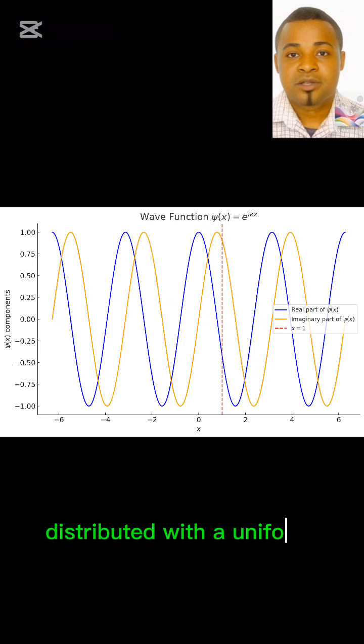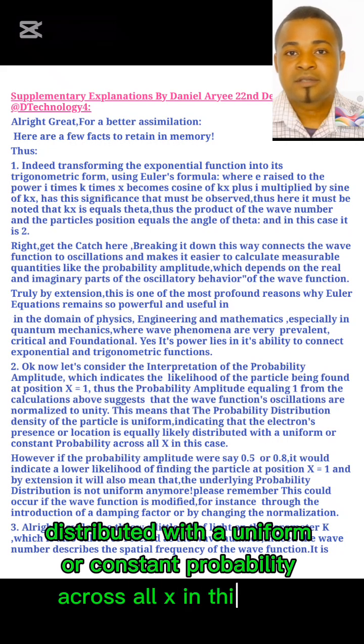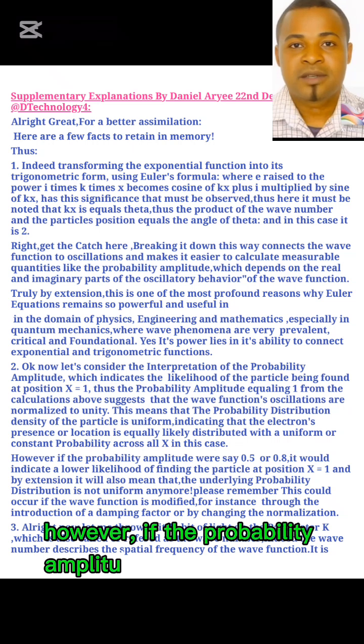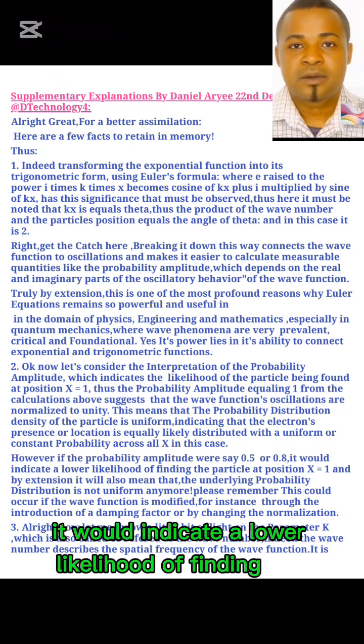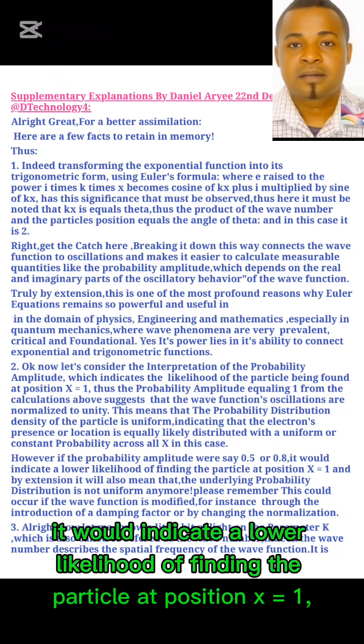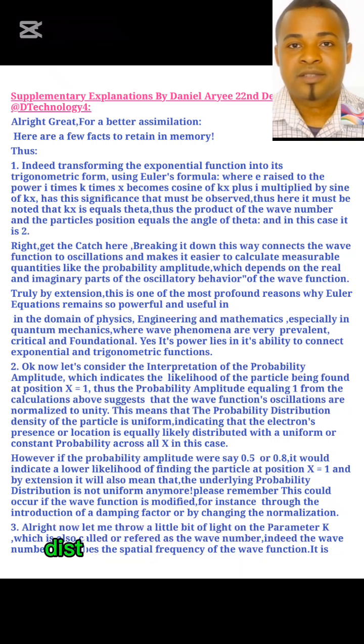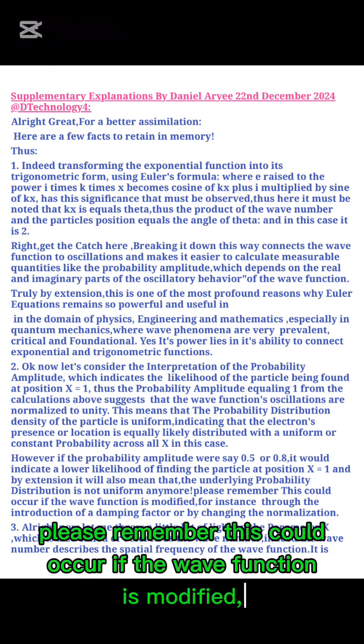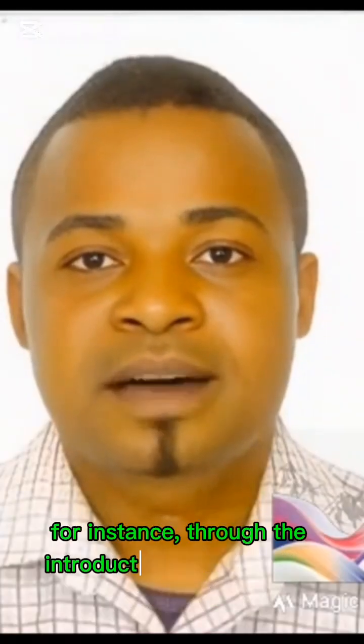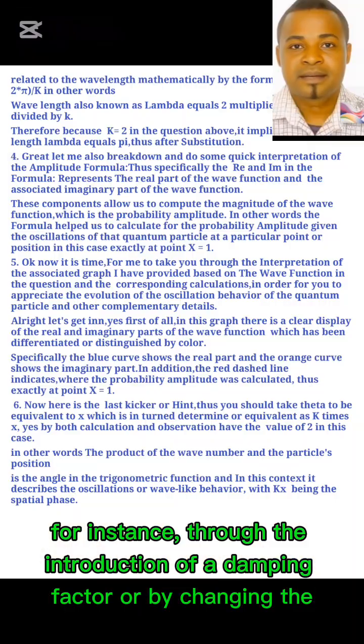This means that the probability distribution density of the particle is uniform, indicating that the electron's presence or location is equally likely distributed, with a uniform or constant probability across all x in this case. However, if the probability amplitude were, say, 0.5 or 0.8, it would indicate a lower likelihood of finding the particle at position x equals 1, and by extension it will also mean that the underlying probability distribution is not uniform anymore.